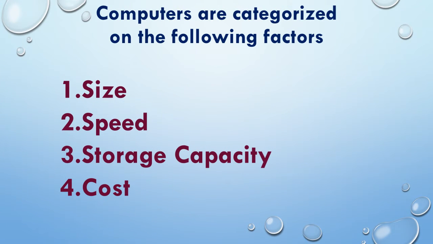The categories of computer depend on four important factors, namely size, speed, storage capacity and cost. To keep in our mind, we abbreviate this as S3C, where the first S stands for size, second S stands for speed, third S stands for storage capacity and C stands for cost.